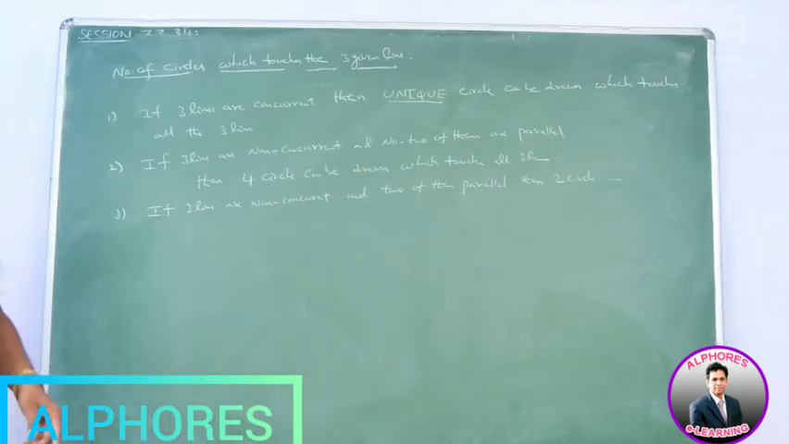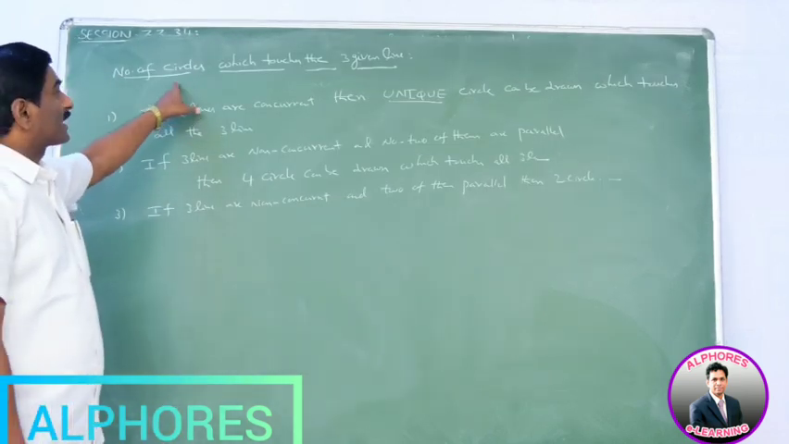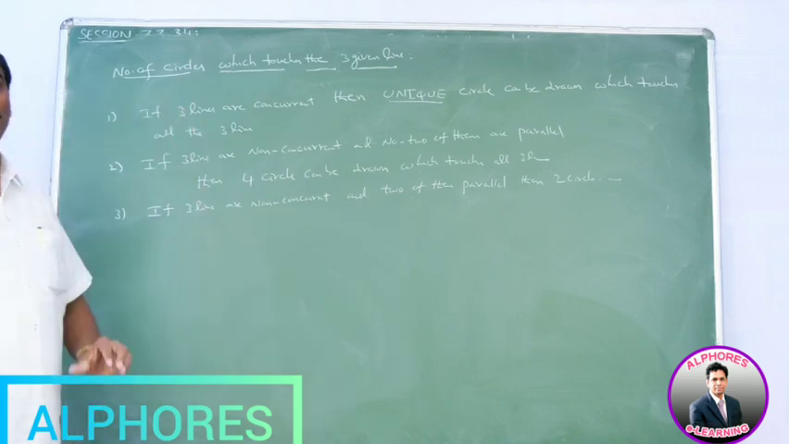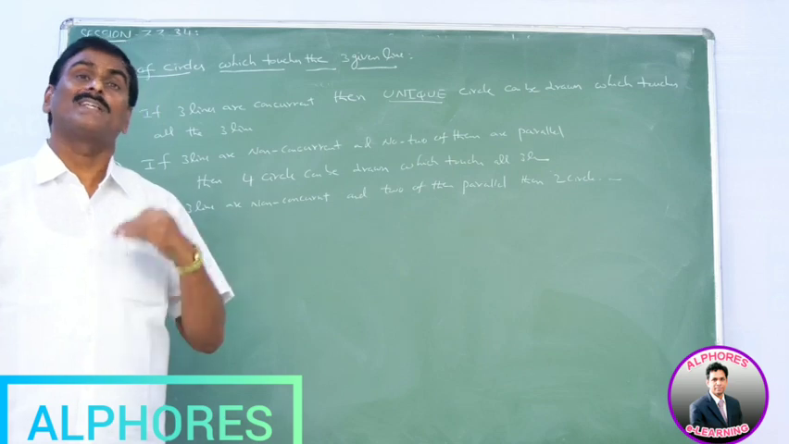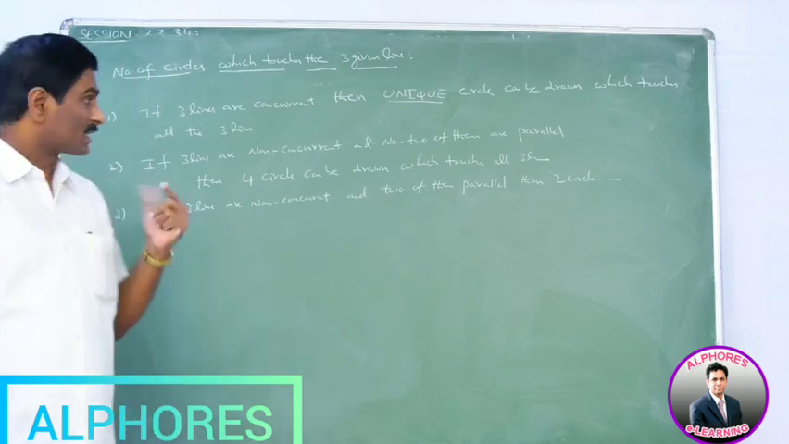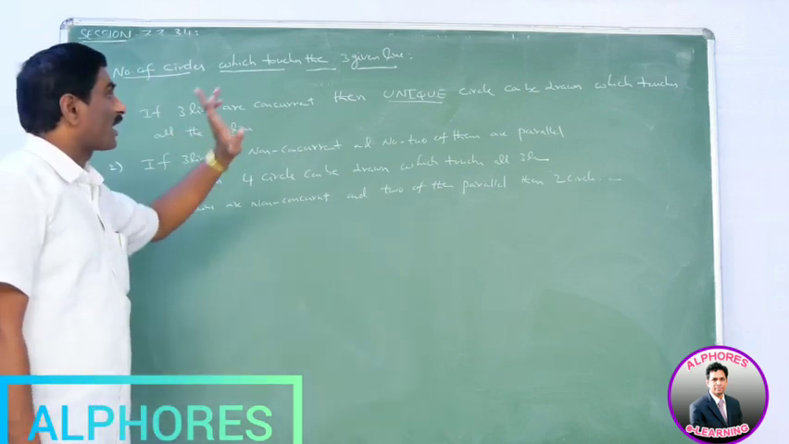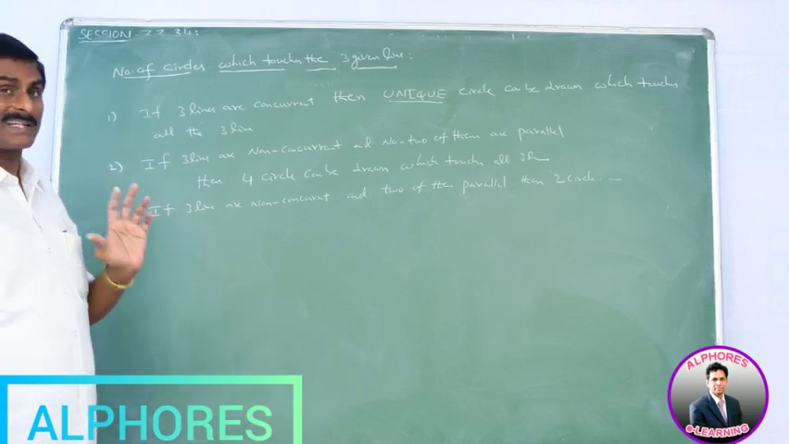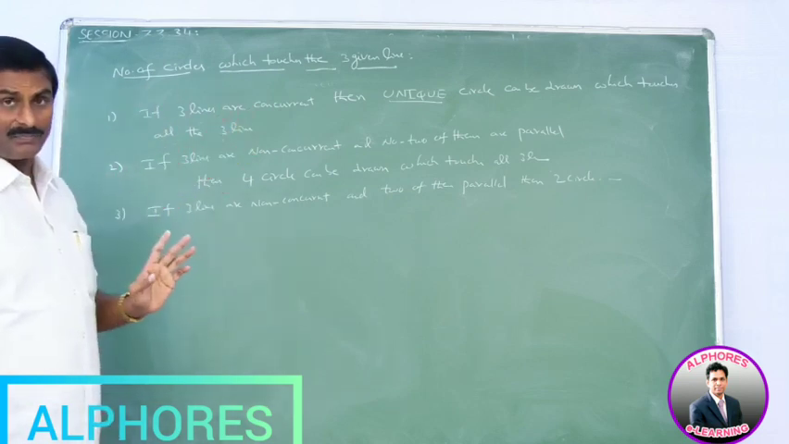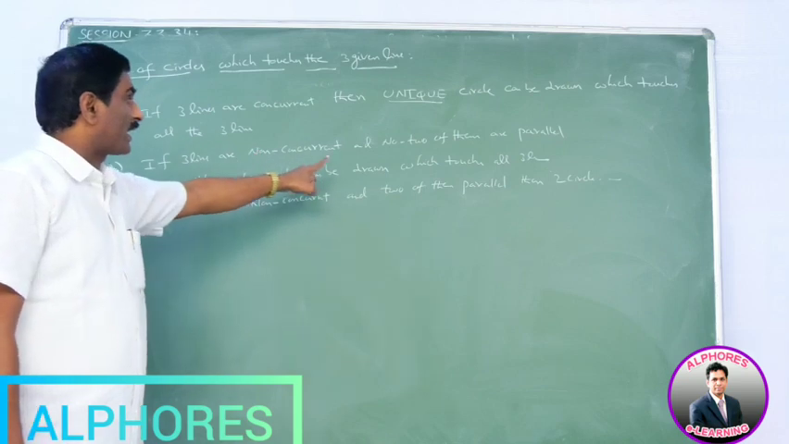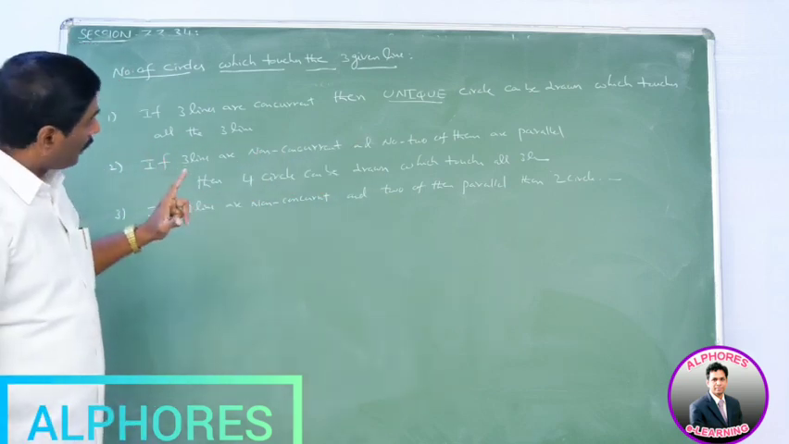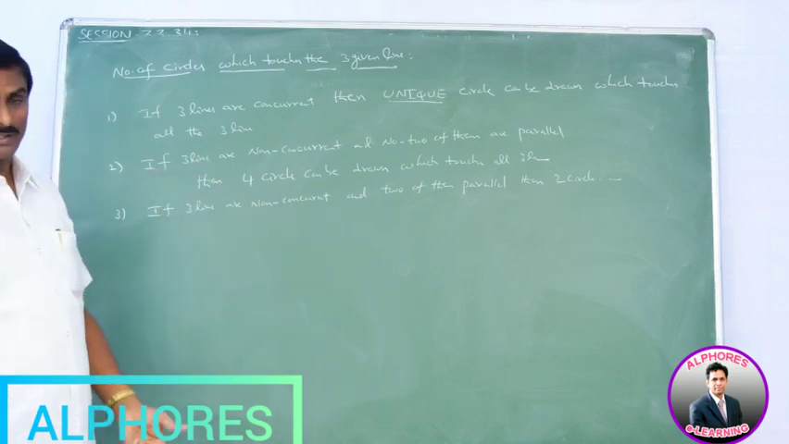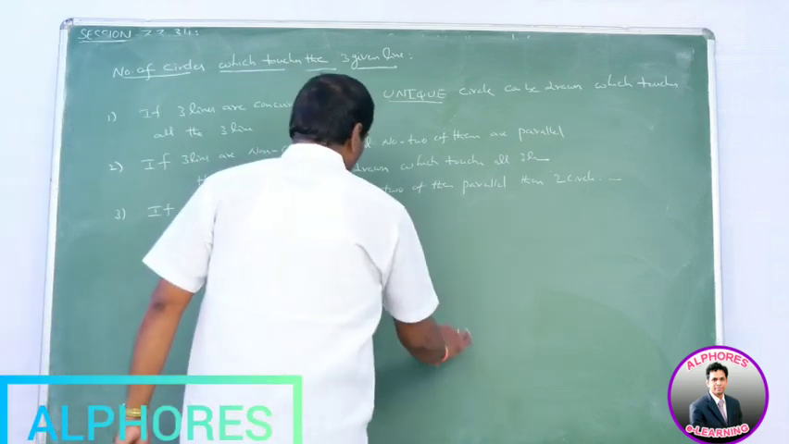Next point: the number of circles which touch the given three lines. When three lines are given, find the number of circles which touch all of these three lines. Suppose the three lines are concurrent, then how many circles touch the three lines? If the three lines are non-concurrent and no two of them are parallel, then how many circles can be drawn which touch all the three lines? Suppose the lines are in this way. These are concurrent lines.